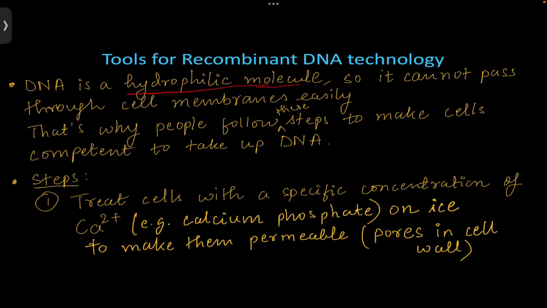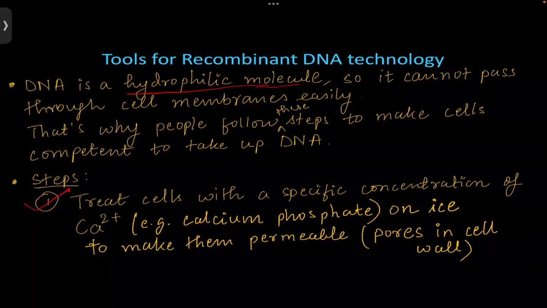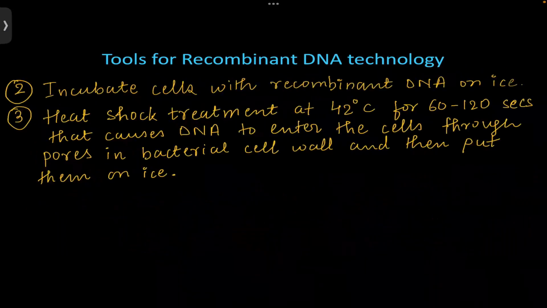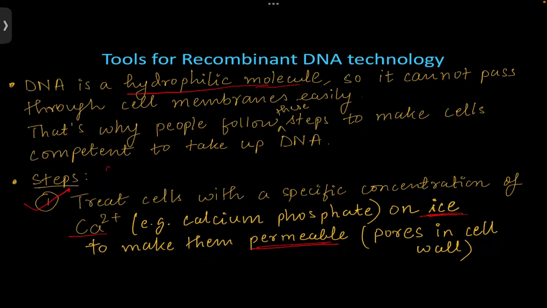So what are those steps? First step, you have to treat your cells with a specific concentration of calcium ions, for example, calcium phosphate. And that too you have to do on ice. When you do that, the cell membrane will be made permeable, or you will artificially create pores in the cell membrane. After it is done, now these steps are done for bacterial cells.